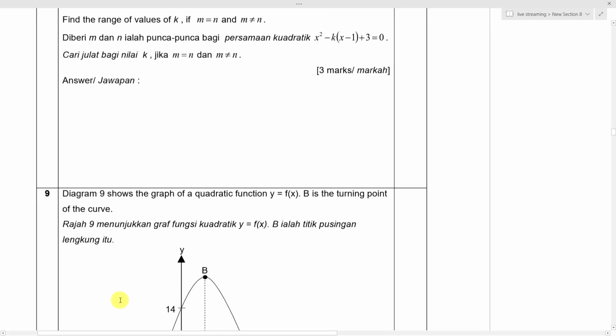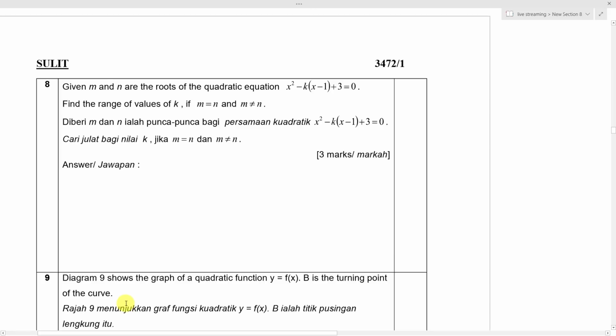Okay, given m and n are the roots of the quadratic equation, find the range of values of k, where m is not equal to n. Alright, so over here, basically, you have two possibilities. Because m and n are the roots, when m is not equal to n, that means you have two different roots, or two distinct roots.